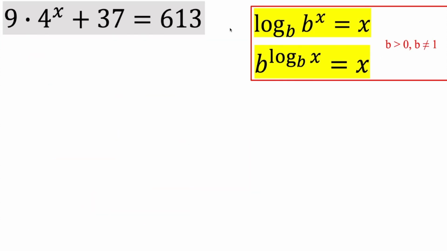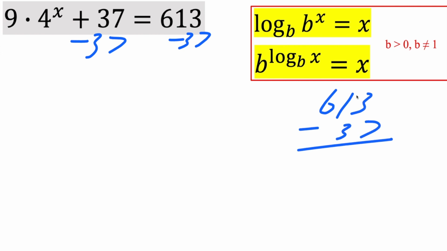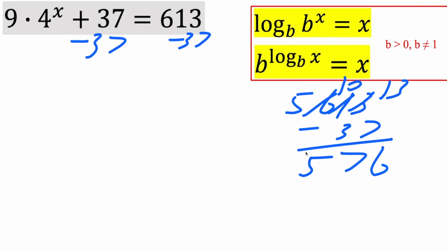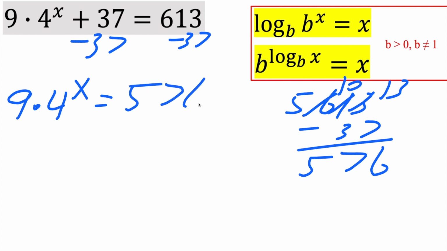Okay, our last problem, if you want, feel free to pause the video. So we have a plus 37, we want to get rid of it, so we subtract 37 on both sides. We can do the old-fashioned subtraction. So we can change this 1 to a 0, change the 3 to a 13. 13 minus 7 is 6. Change the 6 to a 5, change the 0 to a 10. 10 minus 3 is 7. You have 576. So we get 9 times 4 raised to x is equal to 576.